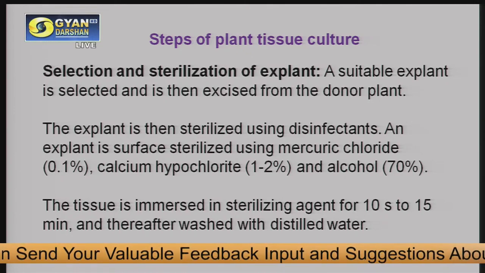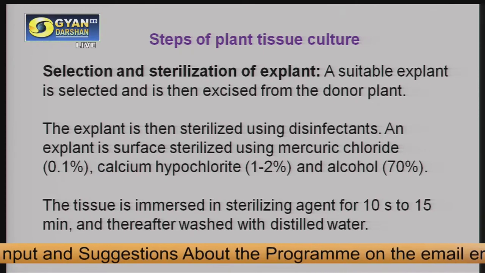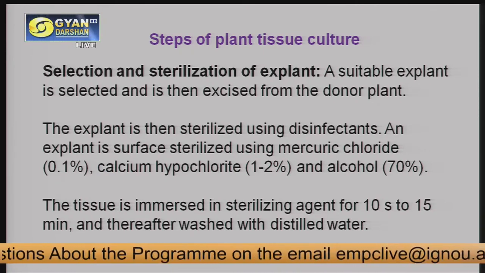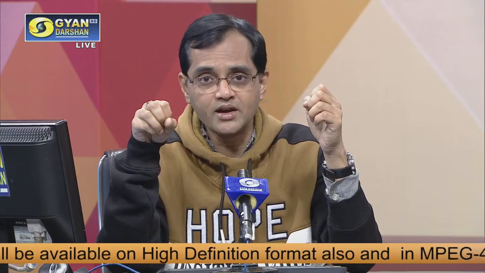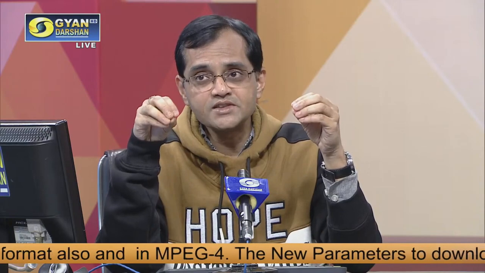So what you do is you immerse the tissue in the sterilizing agent for 10 seconds to 15 minutes. The time you have to actually standardize. You might have to try and standardize what the time limit should be up to which I should go for the sterilization. Over sterilization is also not recommended, because sometimes it has an adverse effect on the tissue. Again, if you sterilize it for a very short time, then also chances are that it might still have some contamination. So you have to standardize that.